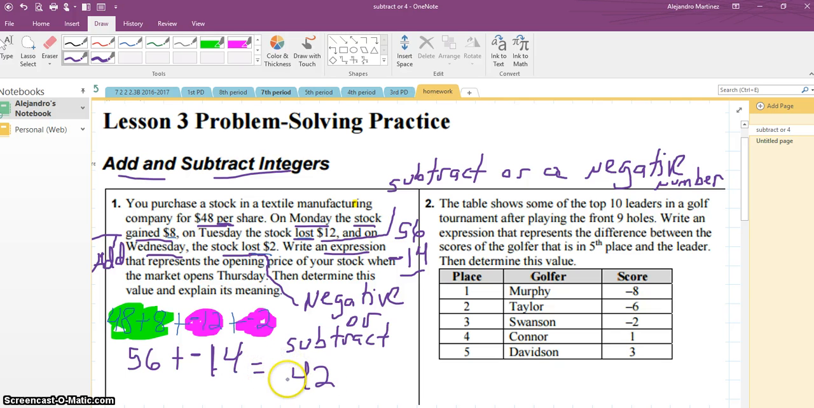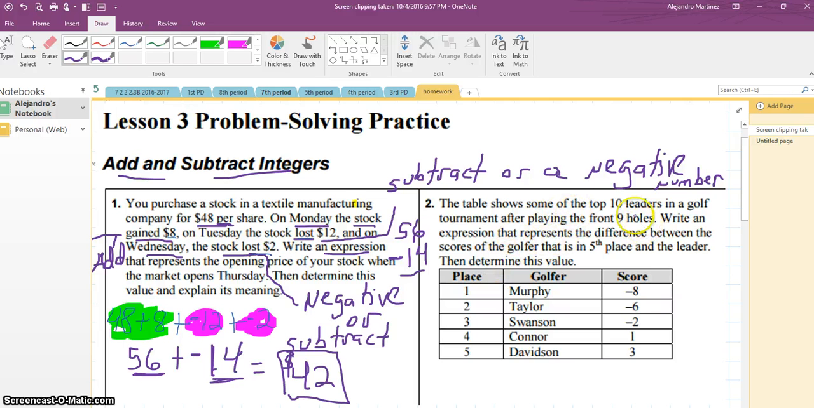Now, is the answer positive or negative? Well, it depends on which is further away from zero. Whose absolute value is bigger? That's what you're asking. This has a bigger absolute value, so my answer is $42. Okay. Number 2.